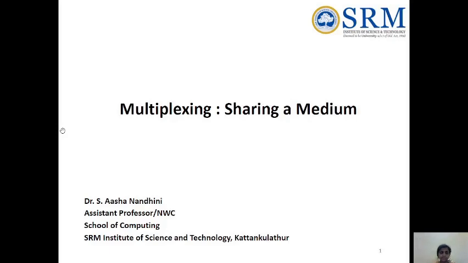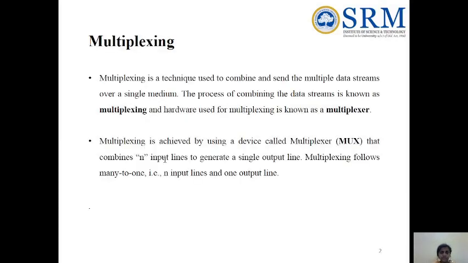Good morning. Today we will be seeing about the concept of multiplexing, which means sharing a medium. So basically, multiplexing is a technique that is used to combine and send multiple data streams over a single medium. The process of combining multiple data streams is known as multiplexing, and the hardware that supports multiplexing is known as a multiplexer. Multiplexing is achieved by using a device called a multiplexer, in short MUX, which combines n input lines to generate a single output line.